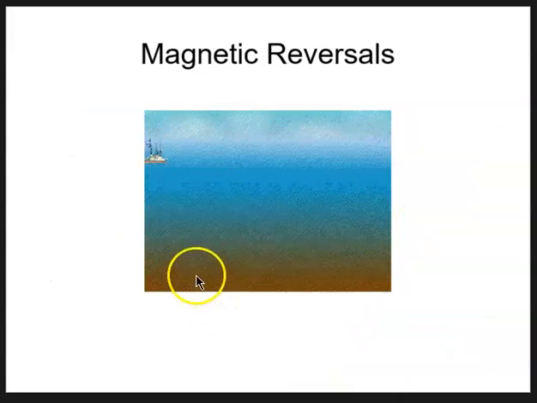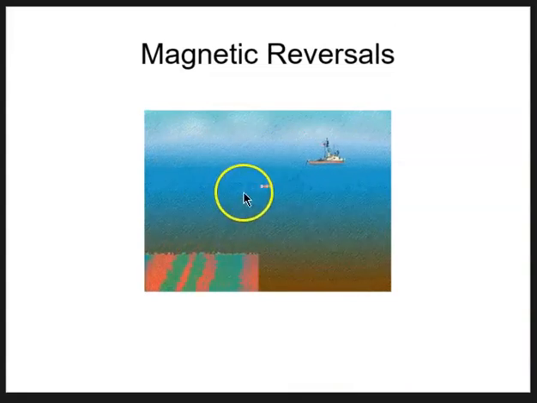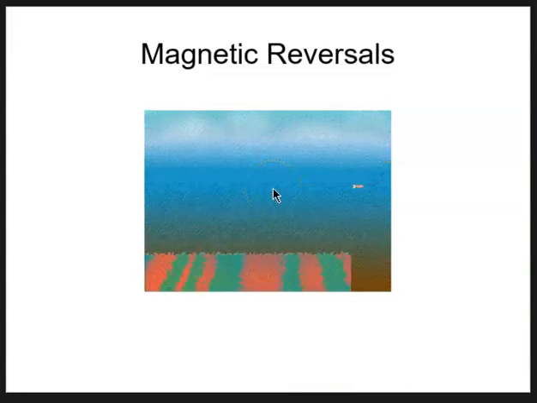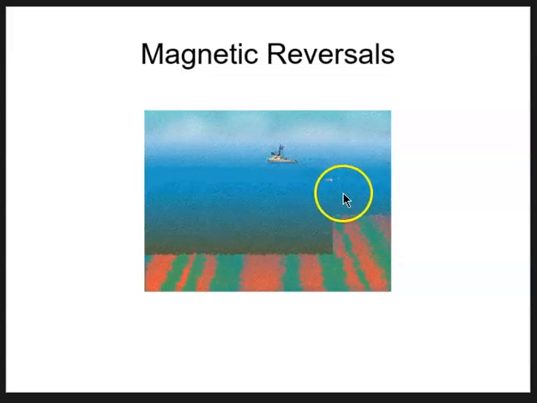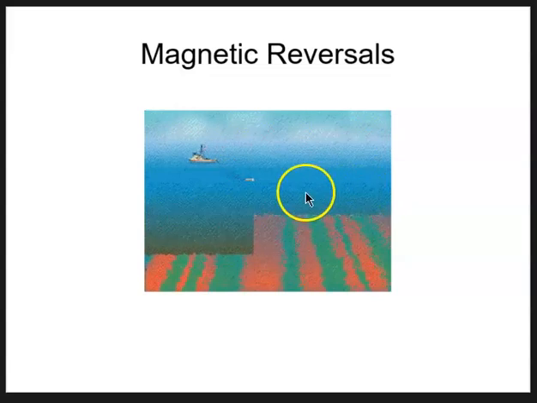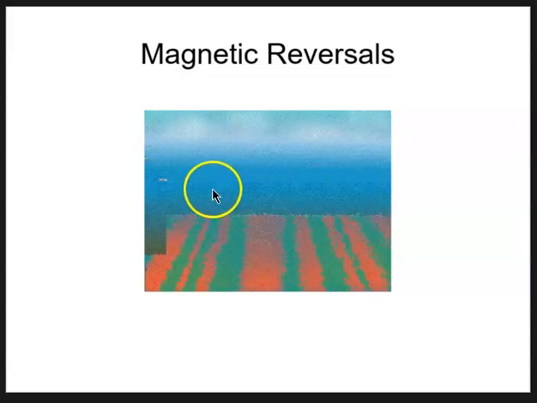So this little animation is just showing you what scientists had figured out. They were basically towing a magnetometer behind their boat, going from one shoreline to the other, and they started to identify these magnetic reversals and anomaly patterns along the seafloor.